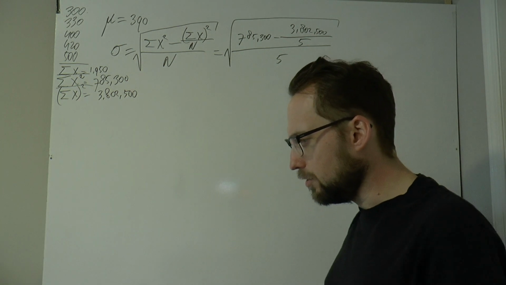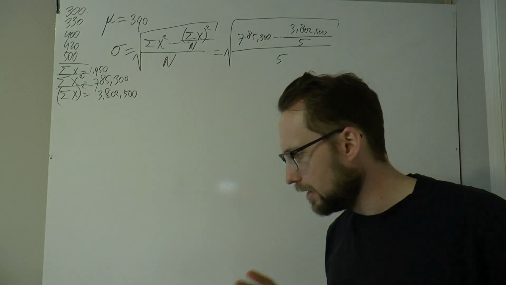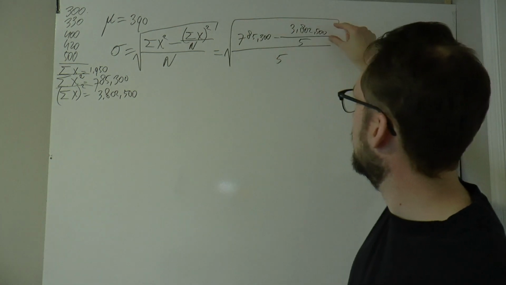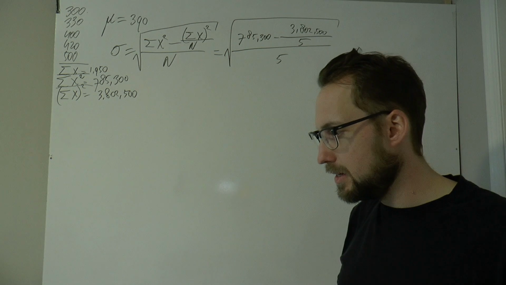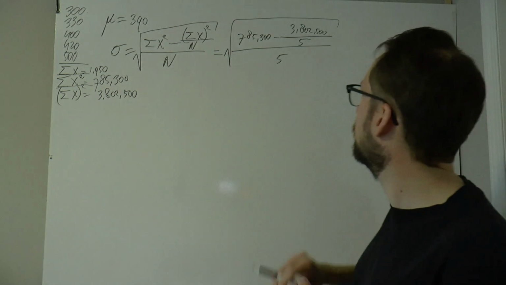This I can do. I'm just going to read you the numbers in between, but not write them all down, to save time. This comes down to 24,800 divided by 5, which gives 4,960. You do have to take the square root of that, and then you get 70.43.